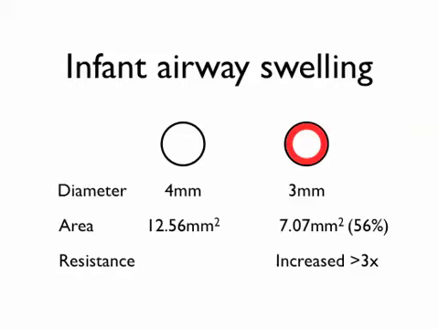So if you look at this example, if a child has got a diameter of 4 millimeters of their trachea and just a total of 1 millimeter of swelling, so half a millimeter on each side, which seems to be a fairly negligible amount of swelling, it decreases the area down to about 56% of what it was, and increases the resistance to flow by 3 times. So they've got to have 3 times as much force driving their ventilation to achieve the same tidal volumes.